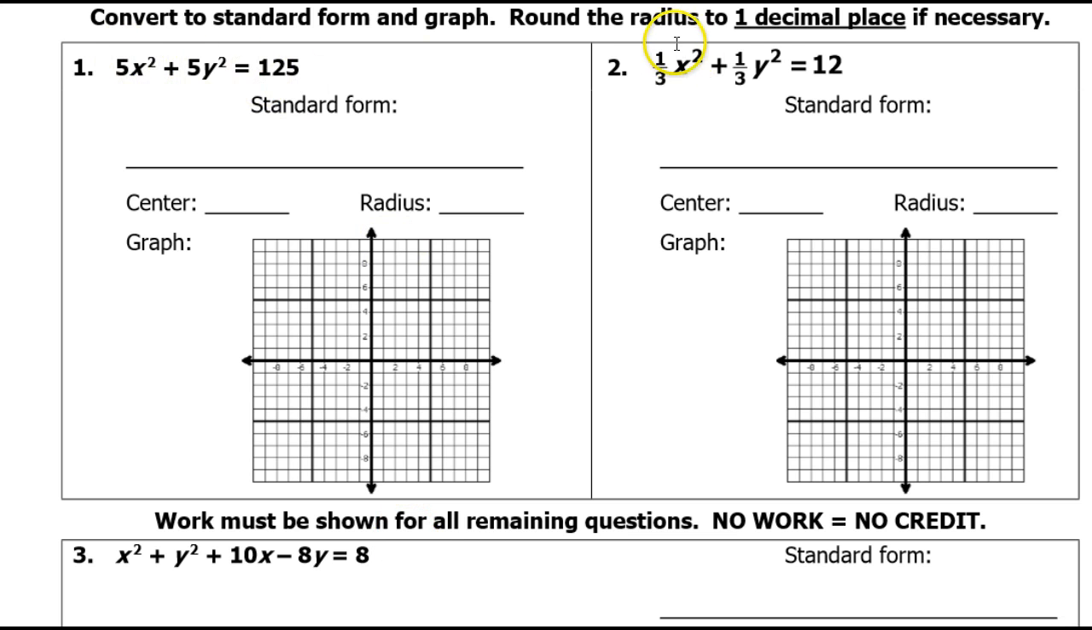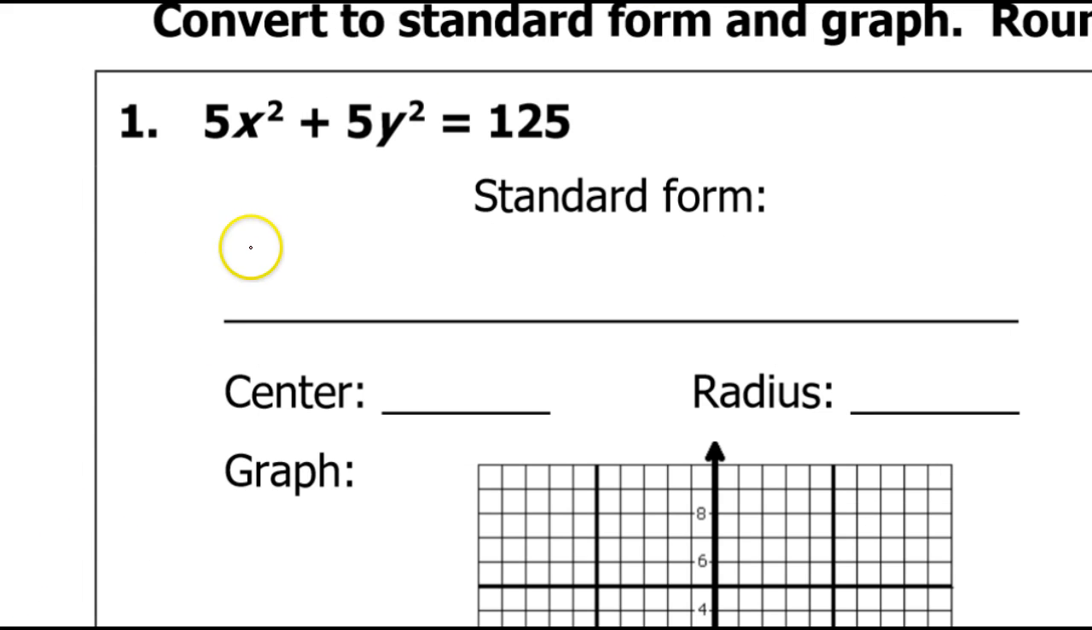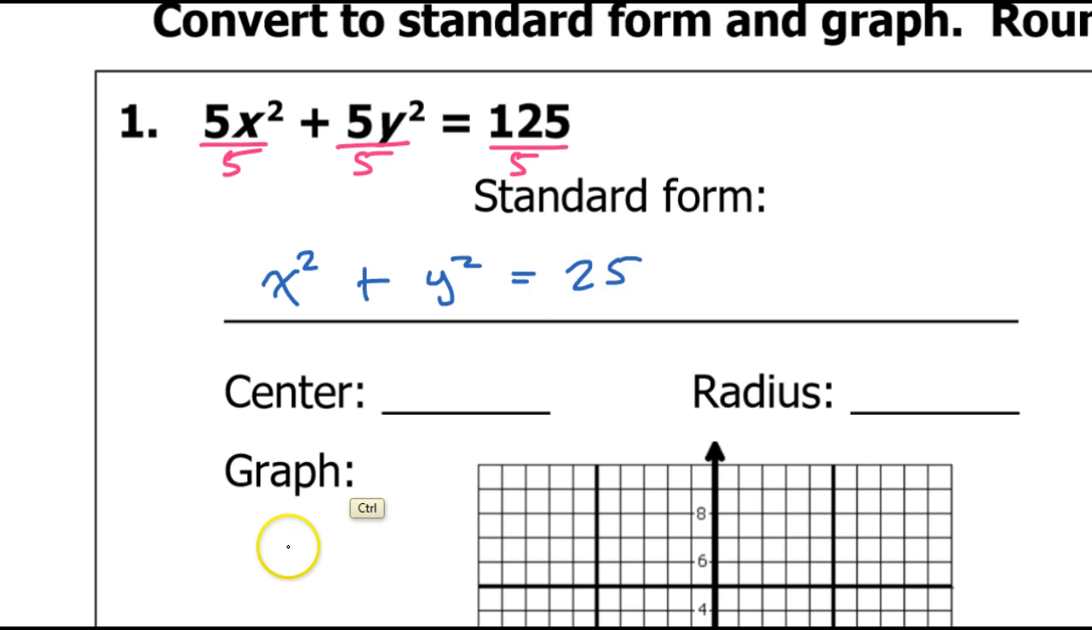Okay, now the first couple equations are just really simple. The only thing keeping this from being in standard form is the fact that there's a 5 in front of the x squared and y squared. So all I have to do in this case is divide everything by 5. So that's going to give me x squared plus y squared is equal to 25.